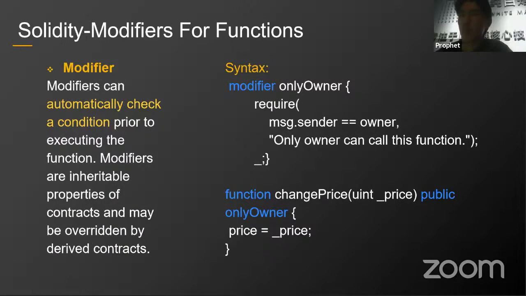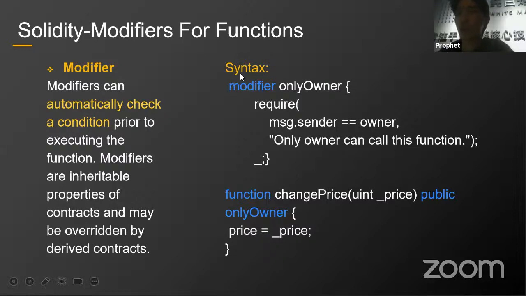Okay, pure and view are modifiers defined by the Solidity language. But if you want to define a modifier yourself, you can use the modifier keyword. The modifier keyword provides a way for every coder to modify a function themselves. Like here, we want to define a modifier so that the function can only be used by a specific person, like whoever created the contract. How should I achieve that?